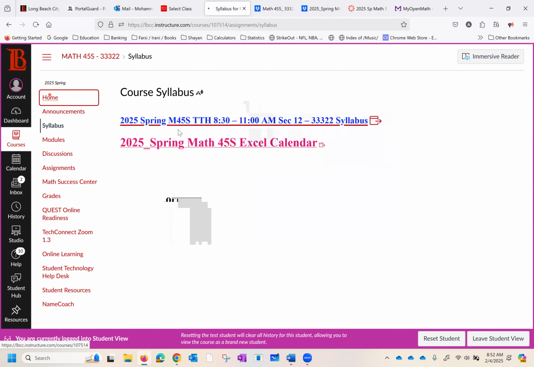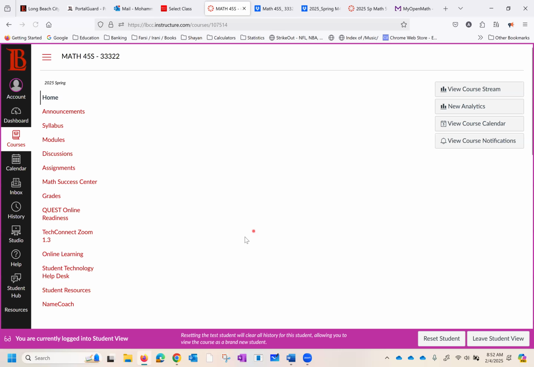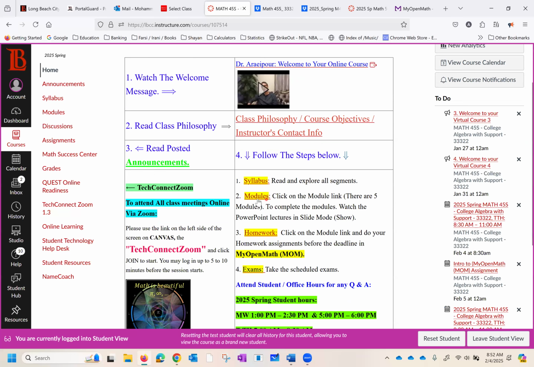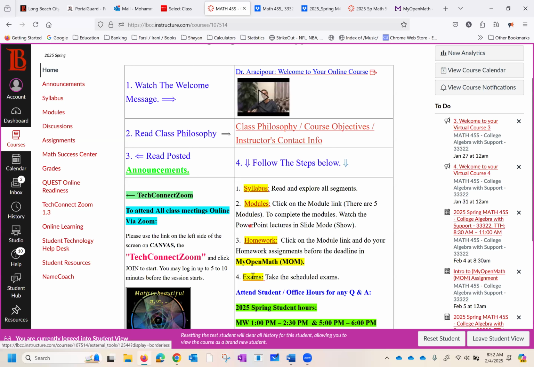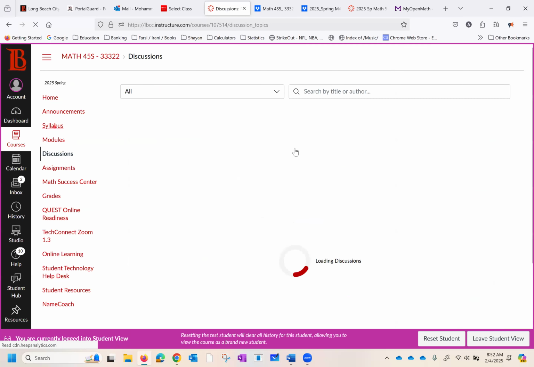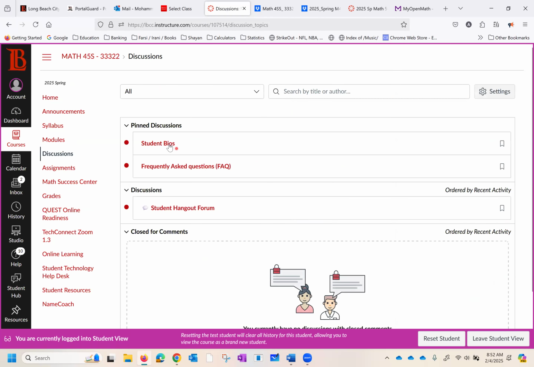And going back to the homepage of Canvas, the next thing is modules that basically has the homework, exams, and everything. But before I continue with that, on the left navigation bar or even right here, the discussion, I want to look at 2 things. I want to look at the discussions and Math Success Center before I do that. So here's the first one. What do you find there?